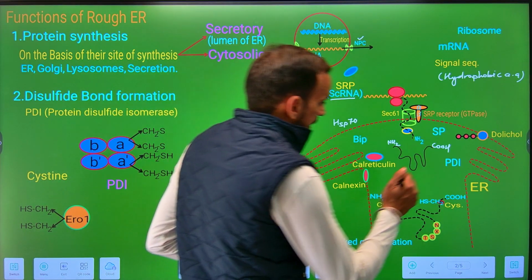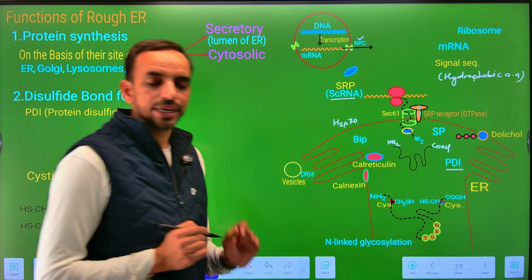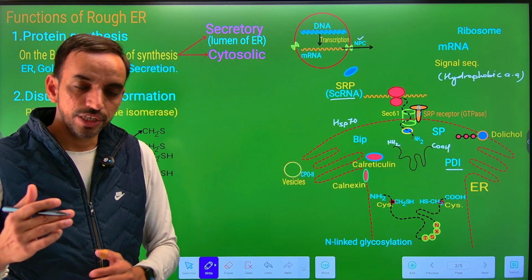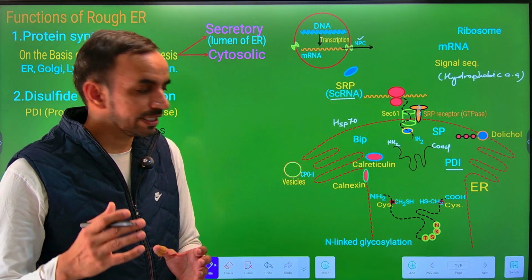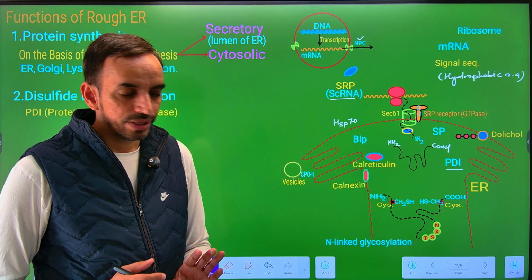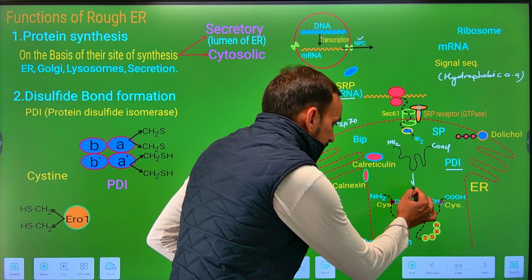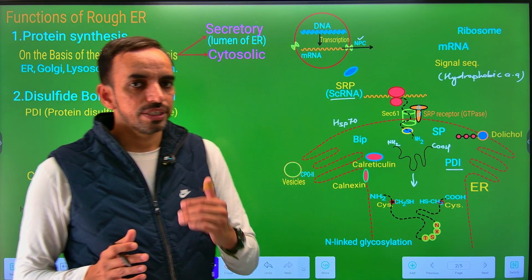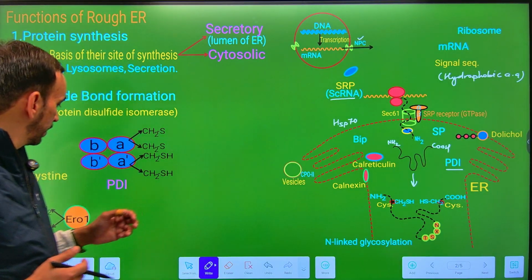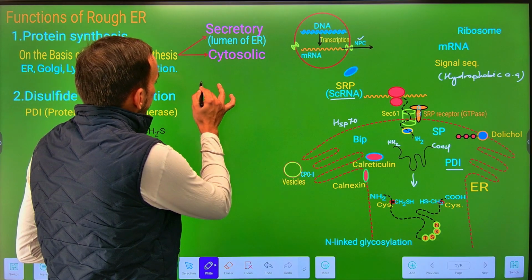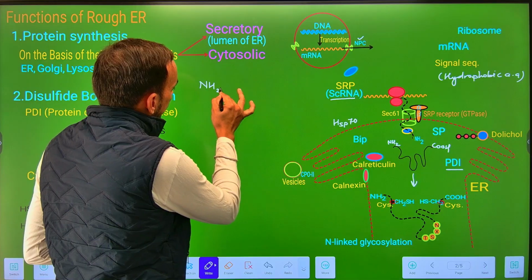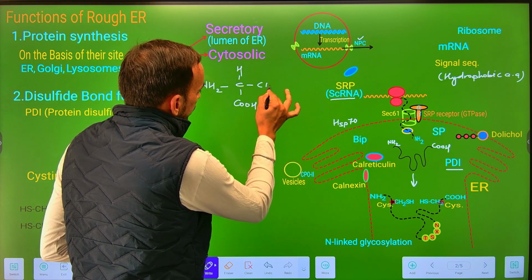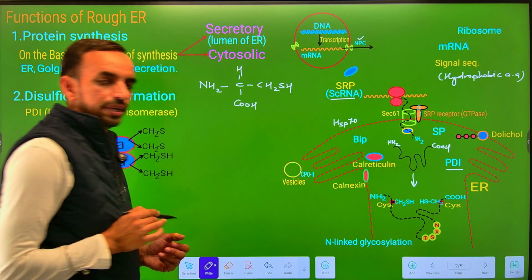For this, there is another enzyme known as protein disulfide isomerase, which plays an important role in the formation of disulfide bonds in these secretory proteins. Suppose this secretory protein has two cysteines. Cysteine is an amino acid which contains sulfur in its side chain. The structure of cysteine has NH2, C, COOH, H, and a CH2SH group in its side chain.